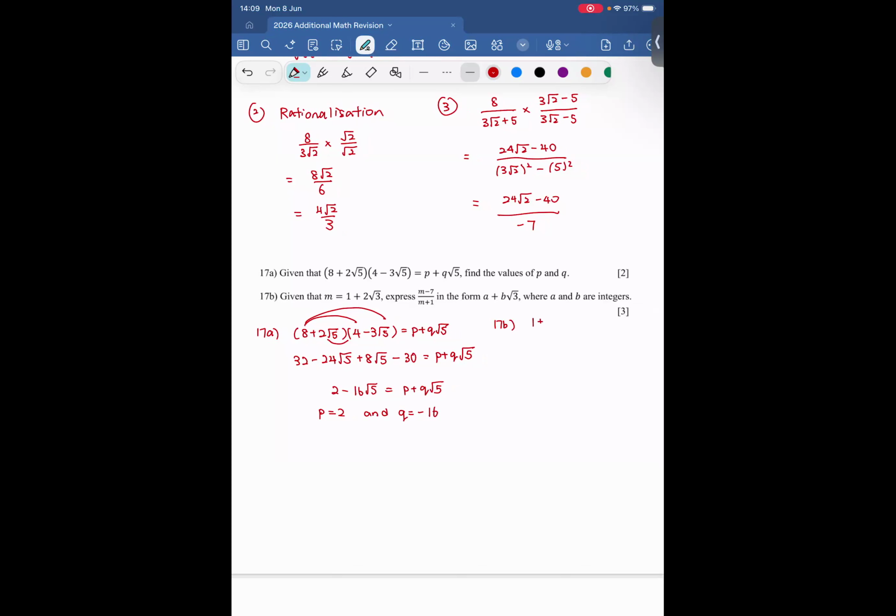M minus 7 is just this minus 7. Please do not rationalize first, simplify first. Okay, at this stage, a lot of you will also go and rationalize directly. Try not to do that. Try to make the number smaller first. You can divide by 2. You can divide by 2. When the number is smaller, then you start your rationalization.